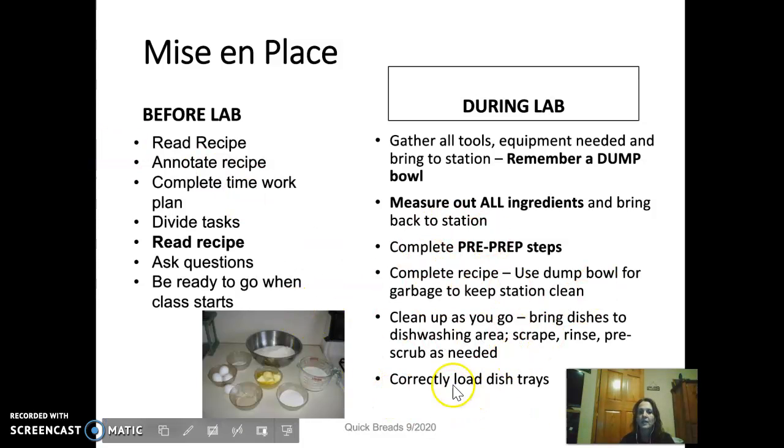Clean up as you go, remembering to scrape, rinse, and pre-scrub any dishes as needed, and then make sure you're correctly loading dish trays. So that's that.